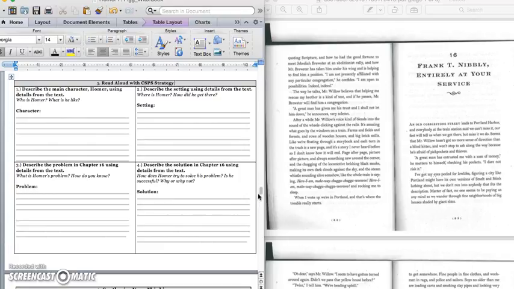Sorry, not 63. I couldn't read that. Let's see, it's actually page 83. Turn to page 83. And we'll begin with Frank T.